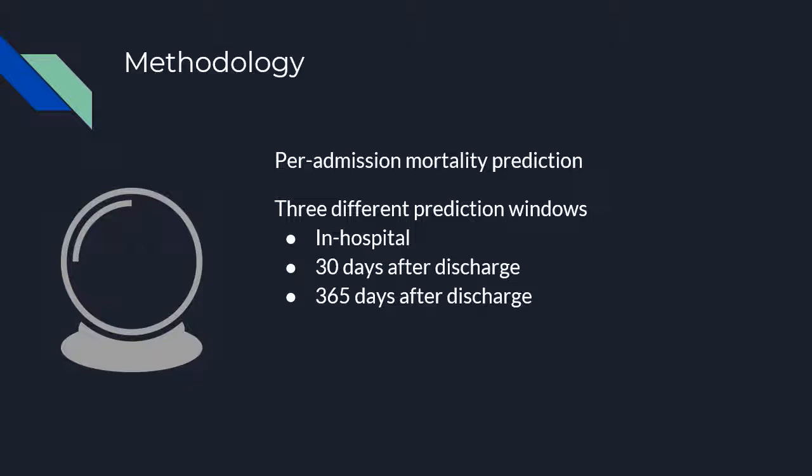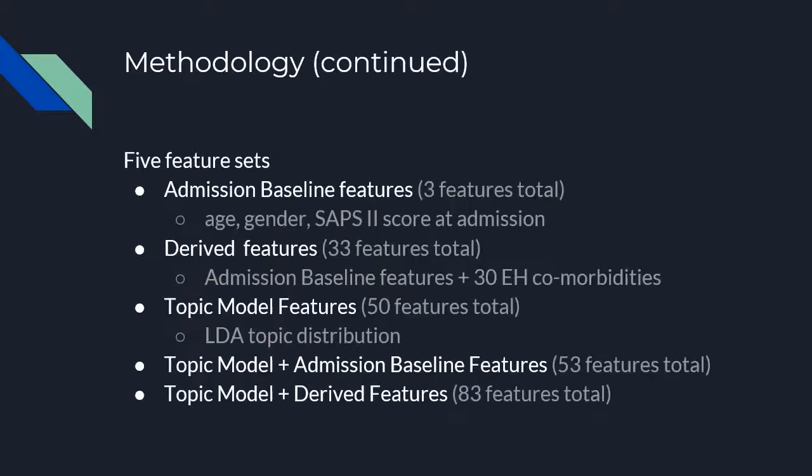This was our methodology. We first divided the entire window of an admission into three different prediction windows: in hospital, 30 days after discharge, and 365 days after discharge. We had five different feature sets. The first one was the most simple, based on admission baseline features using age, gender, and SAPS2 scores.